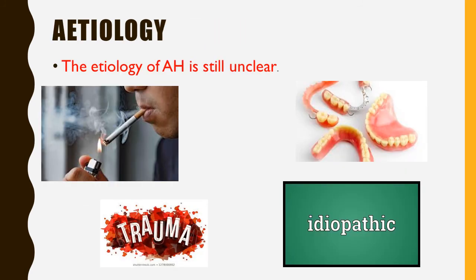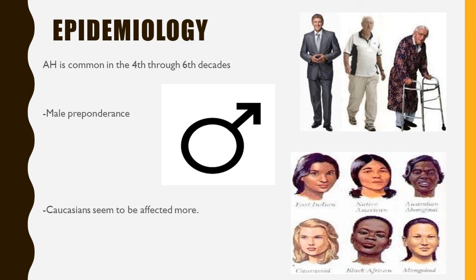The etiology of adenomatoid hyperplasia is unclear. Various factors include idiopathic, local trauma, chronic irritation, denture, and smoking. The available literature suggests that adenomatoid hyperplasia is common in the 4th through 6th decade of life, with a wide age range. Male predominance has been noted, and Caucasians seem to be affected more.